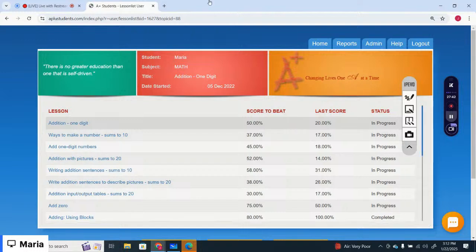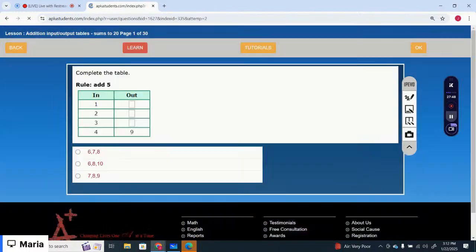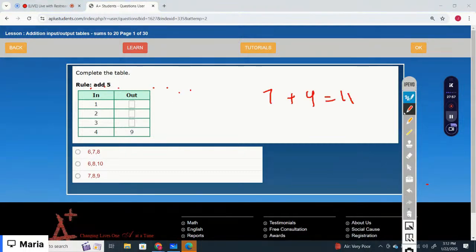The next lesson is addition and input output table sums to 20. Let's just start with the test questions. Complete the table. The rule is add 5. You need to add 5 to each input value. That is, the input value is 1. 1 plus 5 equals 6.